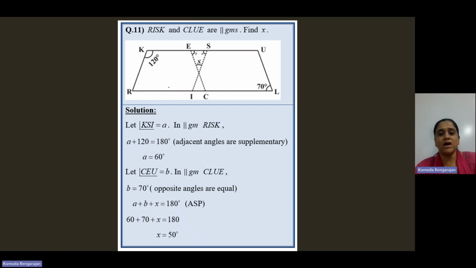So see, I've marked these angles as A and B. Go through the working and tell me if you understand the steps. Okay. Or if you understand.